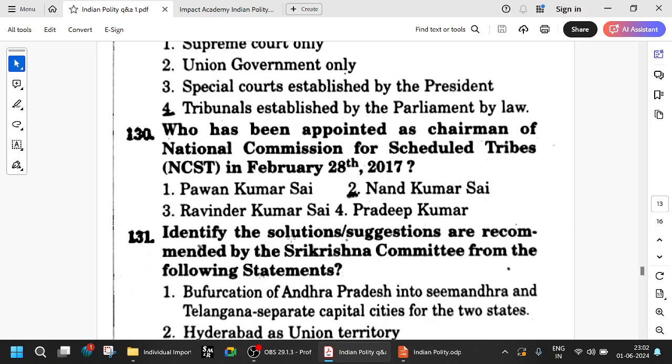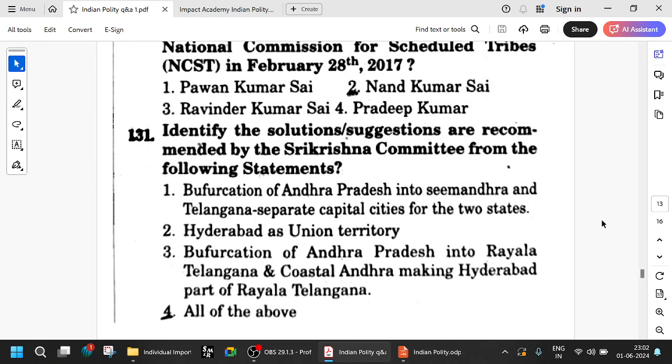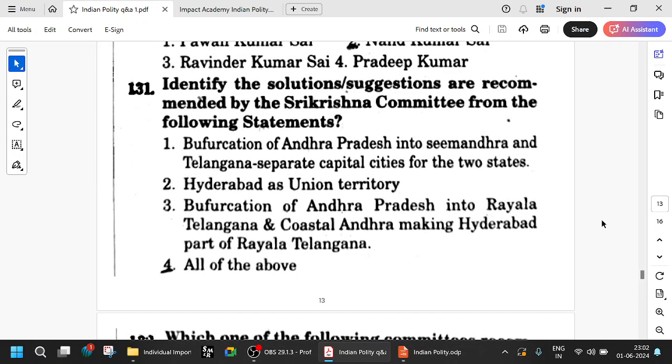So you don't need to remember, okay, 2017 who was there. Maybe you can look at who is the recent one and try to remember. Identify the solutions, suggestions, or recommendations of the Sri Krishna Committee from the following statements. So Sri Krishna Committee is also very important. Bifurcation of Andhra Pradesh into Andhra and Telangana, separate capital cities for the two states.